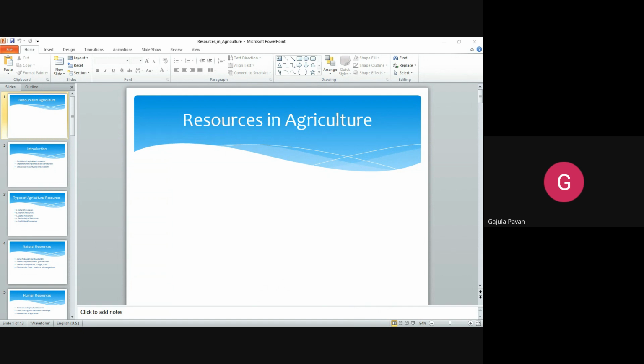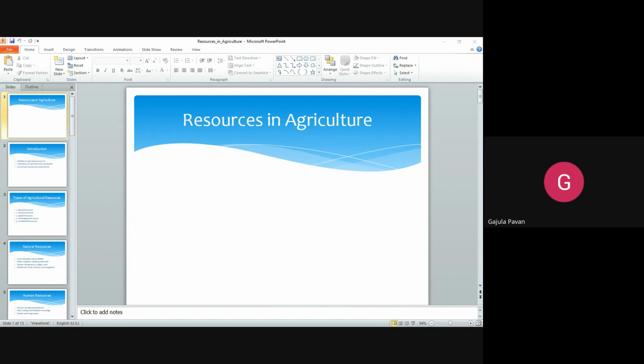So that is the definition of agricultural resources. So what resources are present right now? What is their importance in crop and livestock production, linked to food security and the rural economy? So these are very important resources in agriculture.